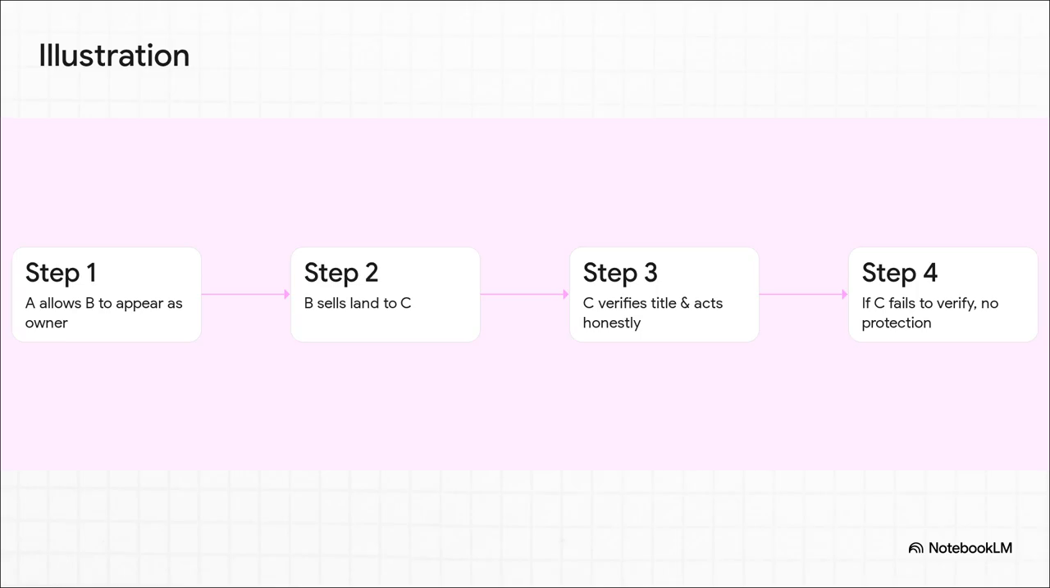Person A allows B to appear as the owner of the land. B then turns around and sells the land to C. Now, note step 3 very carefully. C verifies the title and acts honestly. Because of this extreme diligence, C is protected.